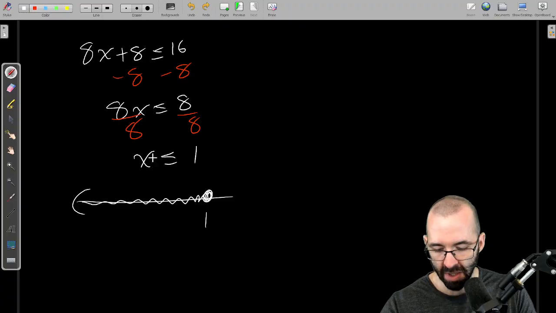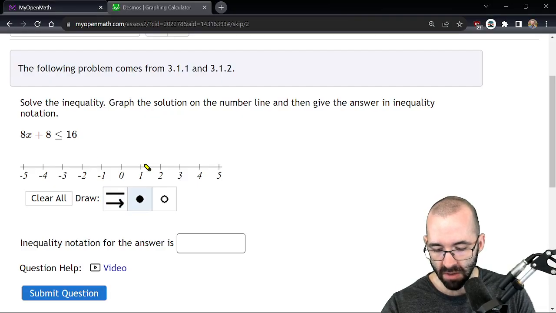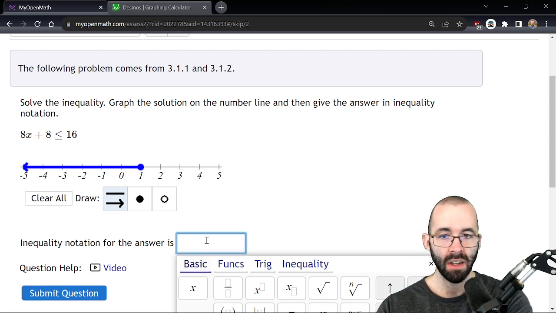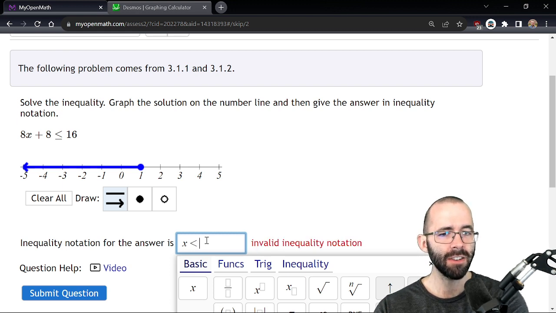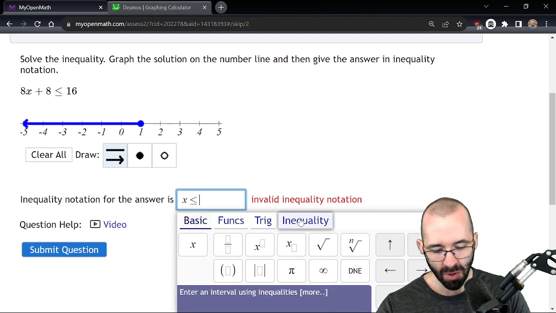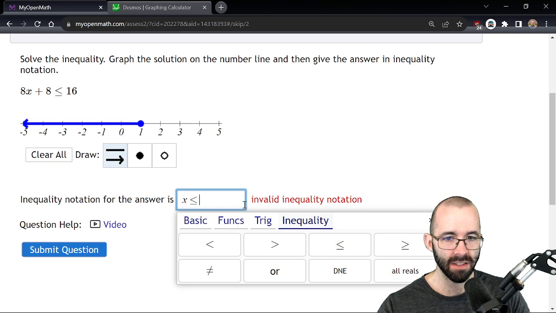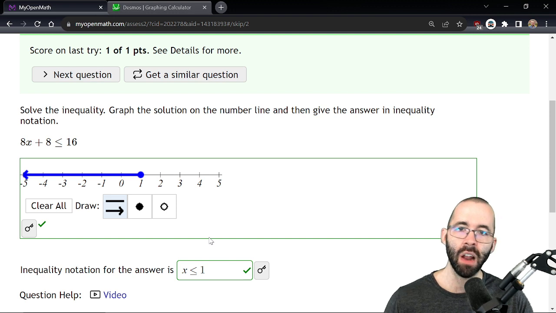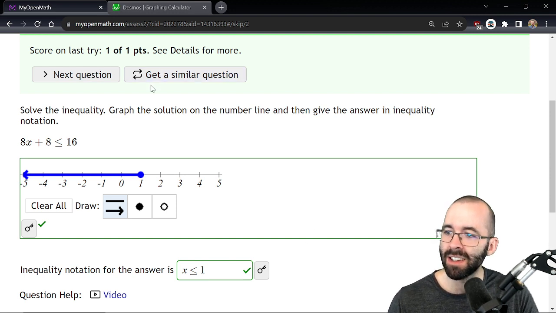Okay, so we said it should be a closed circle at positive 1. And then everything to the left. Hopefully that's right. And, oh, not interval notation. It says inequality. X is less than or equal to. And when you're typing it, you can literally write a less than sign and then an equal sign, and it does it automatically. Or you can go over to here to inequalities. Positive 1. See how we did. 1 out of 1. That's a nice thing.